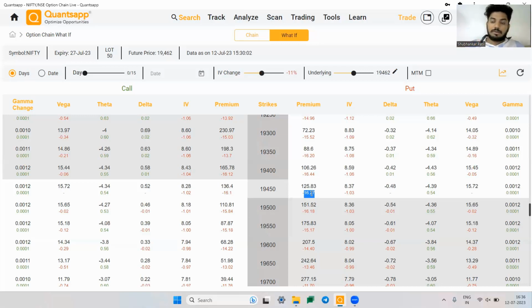Coming to the second thing, whenever the IVs are at the top, we will prefer strategies such as iron flies and iron condors. We will not do short straddles or strangles because they come along with undefined losses. Iron flies and iron condors are hedged at all given points. You will not face an undefined loss.